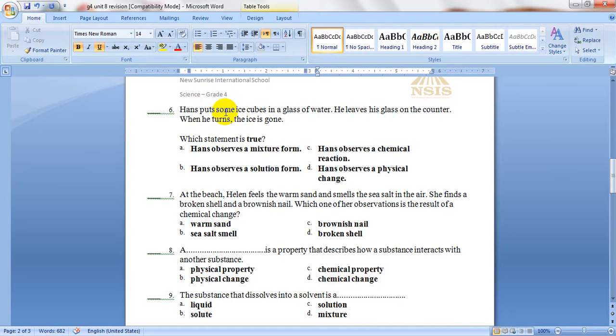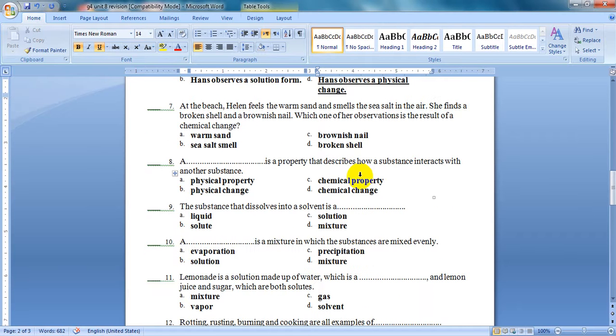Ice and water. Both of them are water, but in different states. One is liquid and one is solid. The solid one, which is ice, melts. It disappears. He couldn't see it. So which kind of change happened here? It's a physical change. Melting is a physical change. So Hans observes a physical change.